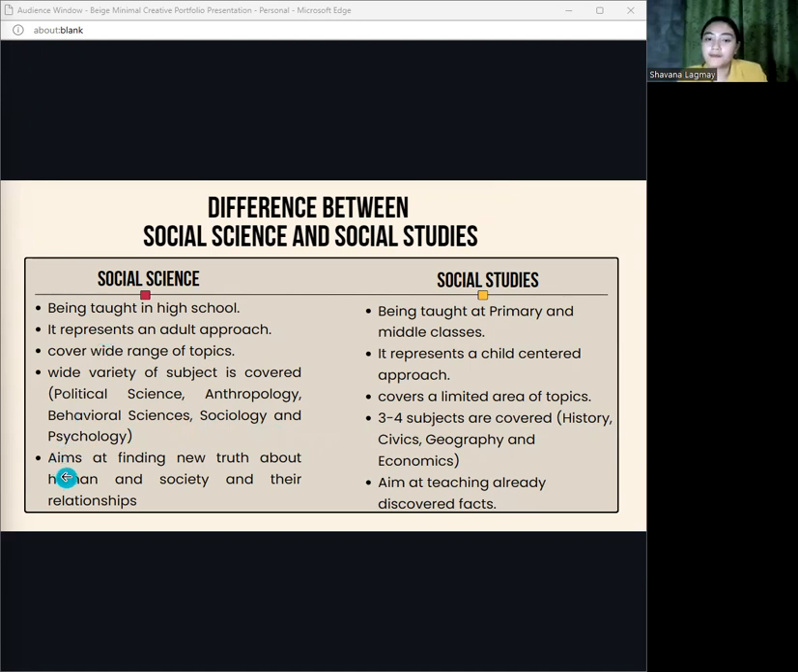And lastly, social science aims at finding new truths about human and society and their relationships, while social studies aims at teaching already discovered facts. Okay.